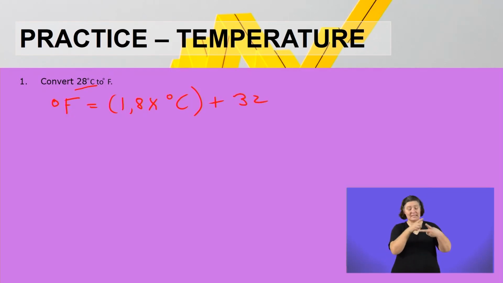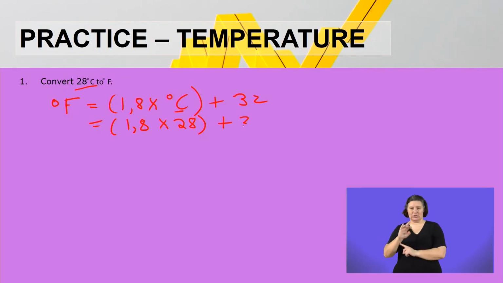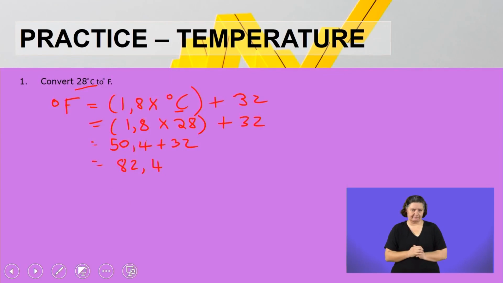Step number 2, I'm going to substitute into the formula now. Remember, I'm saying I have to convert 28 degrees Celsius. So I say 1,8. Here I see degrees Celsius, so multiply by 28. We'll simplify that now. So in bracket, remember, bracket first. So 1,8 multiply by 28. That gives us 50,4 plus 32. So let's quickly check the final answer. In this case, it will be equivalent to 82,4 degrees Fahrenheit.